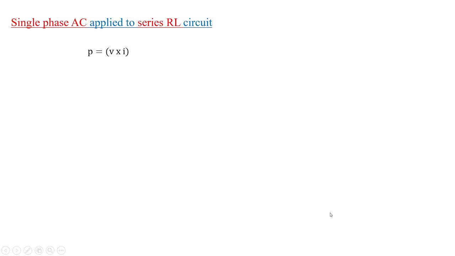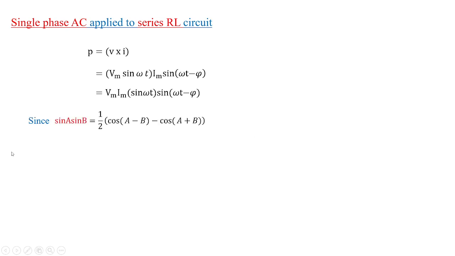Now let us calculate the instantaneous power, which is given by instantaneous voltage and instantaneous current. I'll substitute the value of voltage and current for the RL circuit, and I'm left with the power value, which is equal to Vm Im multiplied by (cos phi minus cos(2 omega t minus phi))/2. This elaboration is done with the help of the sin A sin B formula for power calculation.